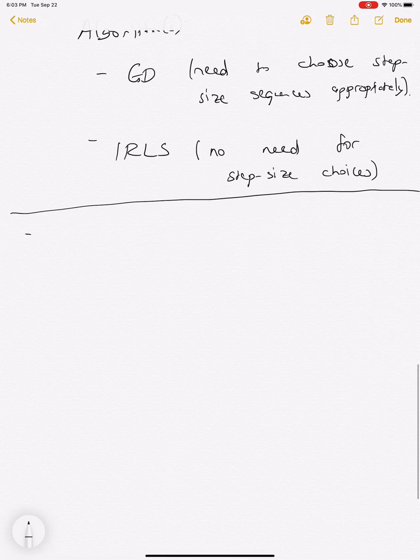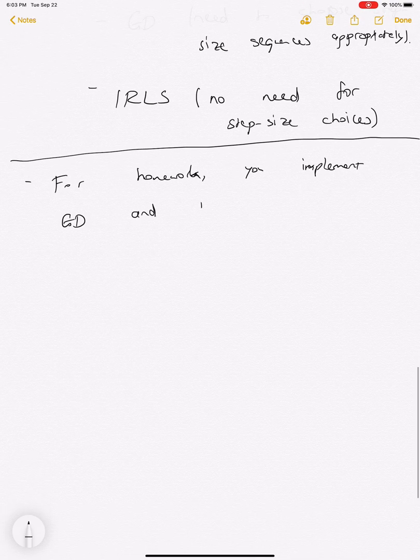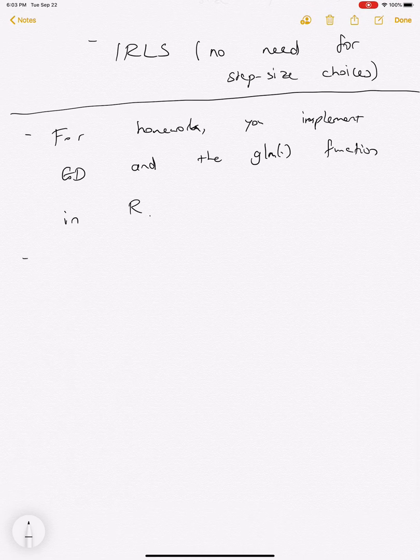And so in particular, for homework, you implement gradient descent and the GLM function in R, and in particular the GLM function uses IRLS. So the output should be the same because they should both converge to the maximum likelihood minimizer, because it's a convex objective, but the algorithms will be different.